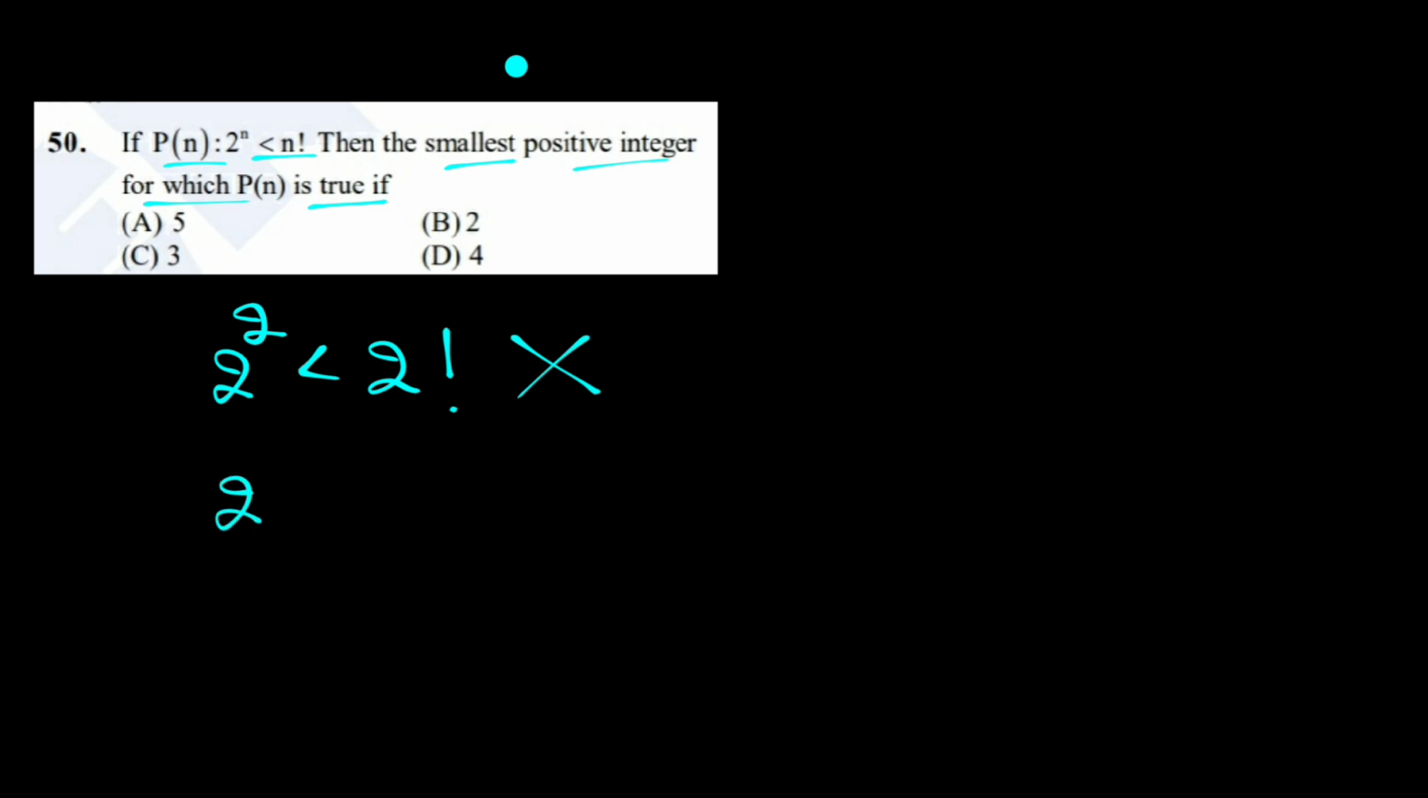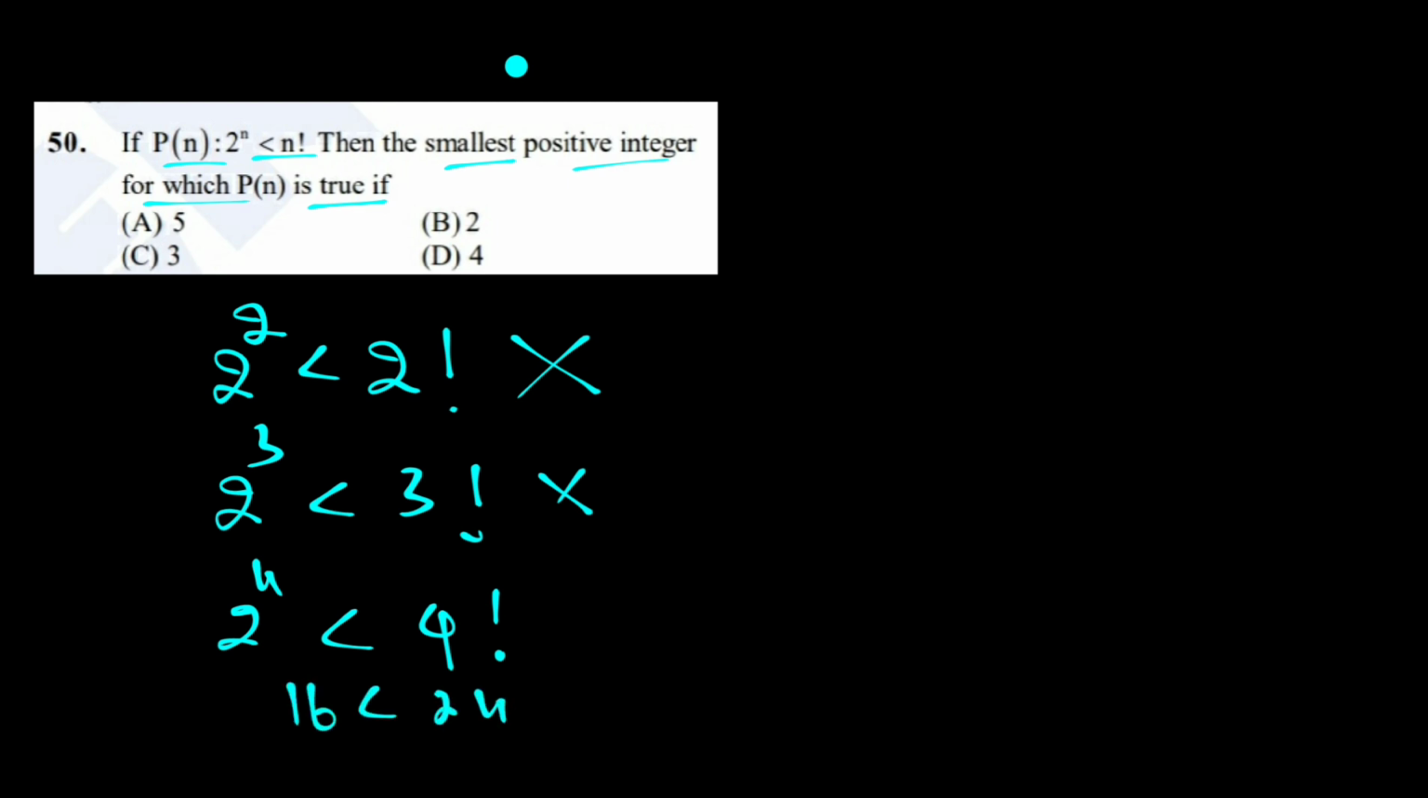Wrong answer. Next, 3: if you substitute, 2 cube versus 3 factorial. 2 cube is 8. 3 factorial is 6. So this is also wrong. Next one, if you take 4, 2 power 4 is less than 4 factorial. That is nothing but 16 is less than 24. So correct option. Next, 5, if you take it, it will also be true, but the question is the smallest positive integer. So option D is the correct answer.